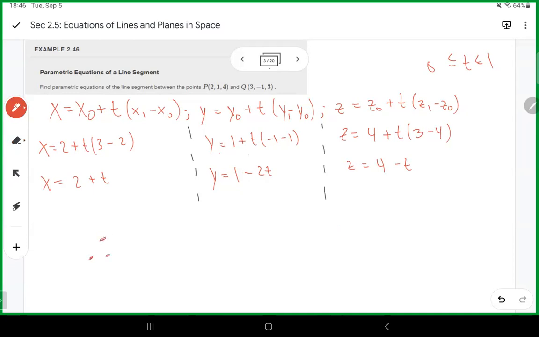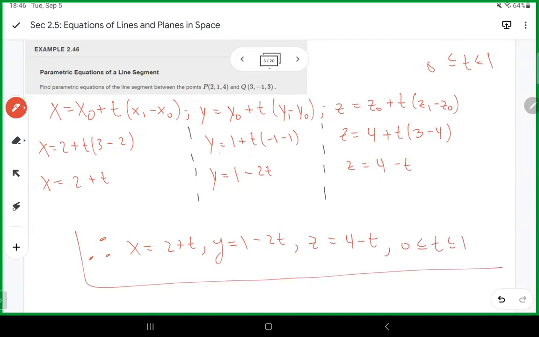Therefore, x equals 2 plus t, y is equal to 1 minus 2t, and z is equal to 4 minus t, given the parameter bounds for t. And that's all they're looking for there.